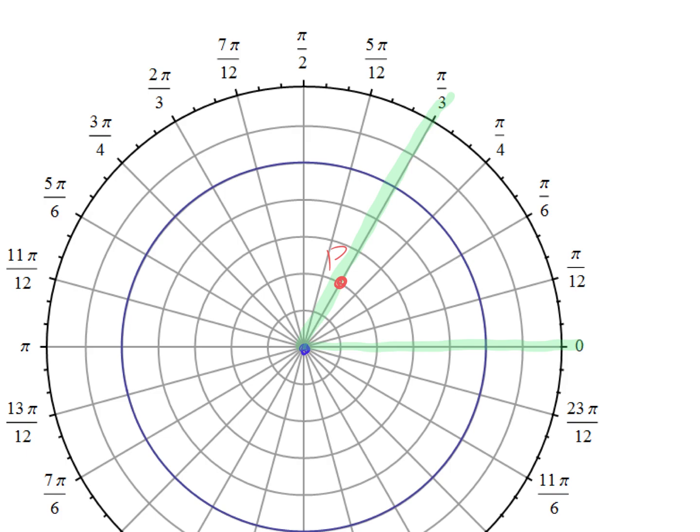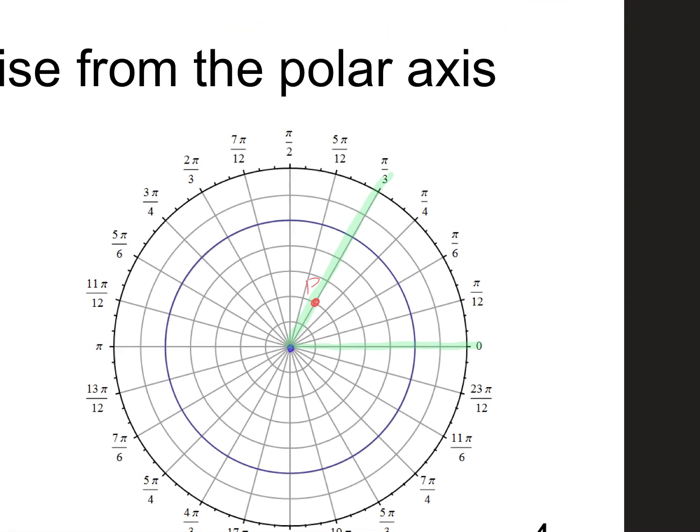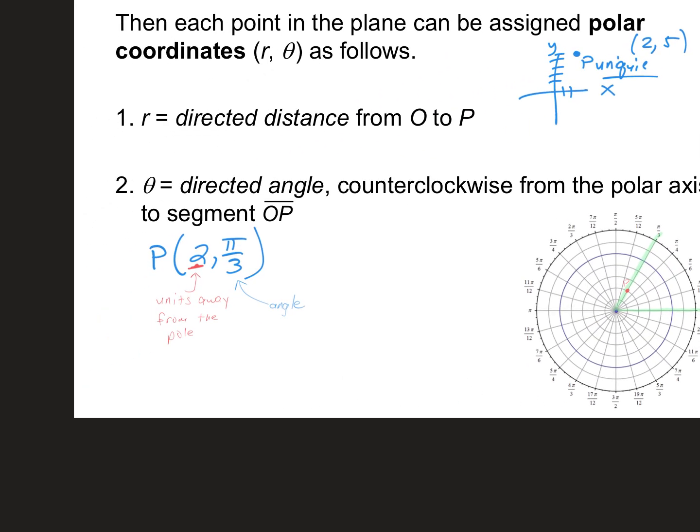Wait, how did you do that? I started from the center, and then I looked at this number right here. It says, hey, it's 2 positive. So you're going to go towards the angle that they're talking about. Now, 3 minutes ago, if I gave you a point and said, here, graph this, you guys were like, what? Now it's like, oh, okay, I find the angle first, and then I count. All right, it's not terribly difficult. It's just super different from what you guys are used to seeing.